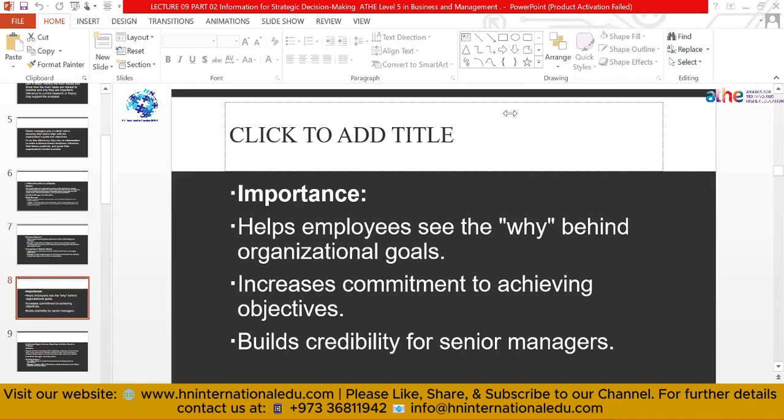Few people are living their goals, few people are trying hard to achieve those goals, but there is a reason why you're doing it, because there is a goal. It increases commitment to achieving the objectives, and definitely you get motivated, you go into the networking field and so on. It builds credibility for the senior managers as well. There is a way for your side too.